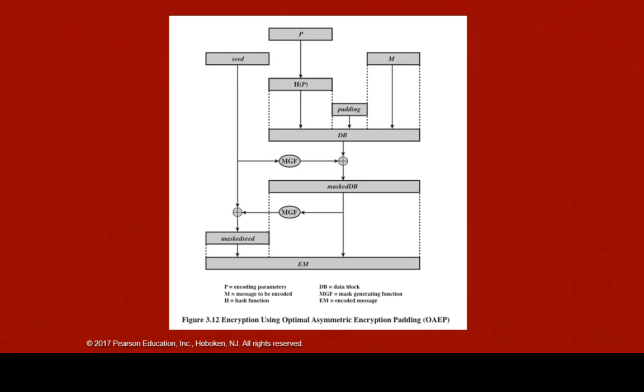Please pause the video and review the encryption using optimal asymmetric encryption padding in the figure.